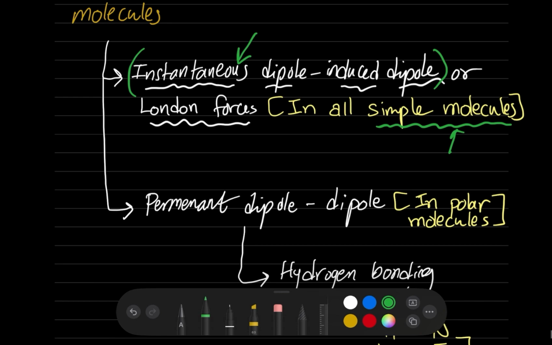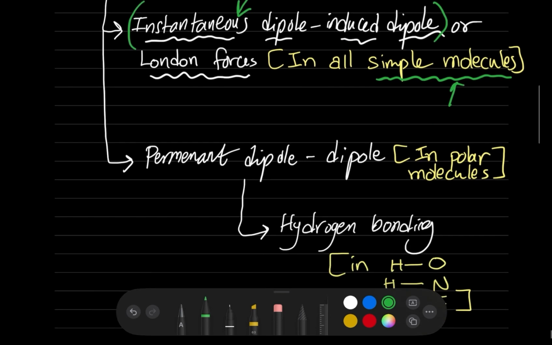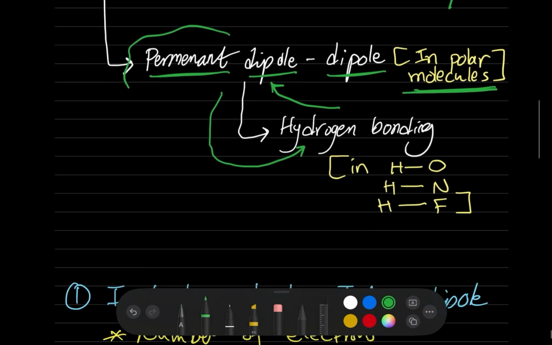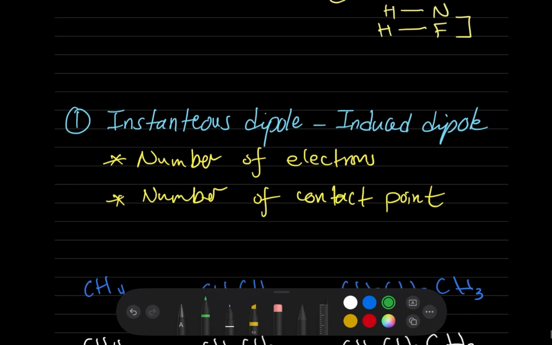Okay. Let's go to the next type of van der Waals forces, which is permanent dipole. Technically, this type of intermolecular attraction is present in polar molecules only. And we have a special case of the permanent dipole, and this type is called hydrogen bonding. So you have to put in your mind that the hydrogen bond is a case of the permanent dipole. And we will discuss it later. So we're going to start with the first one, which is instantaneous dipole, induced dipole.